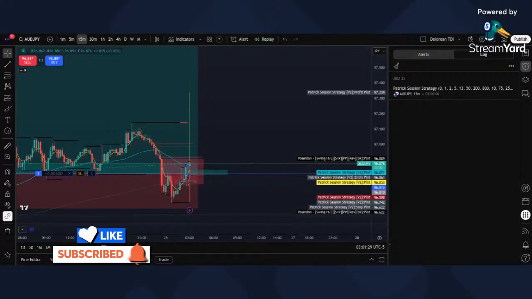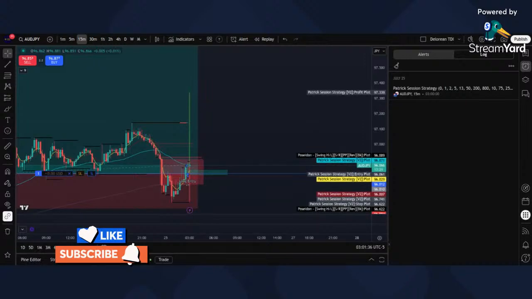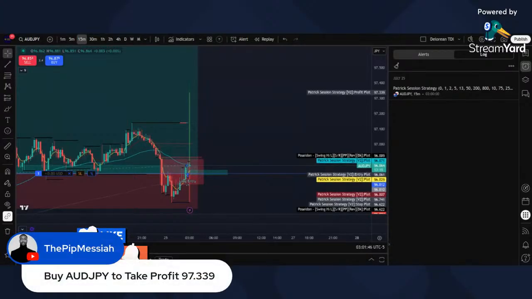Oops. Wrong one. Buy AUDJPY to take profit. That's it. So that would be my advice there. I'm not going to formally call another entry, but you do have an opportunity, if you want to take it, to take a buy on Australian dollar or Japanese yen to 97.339. That's going to take profit.